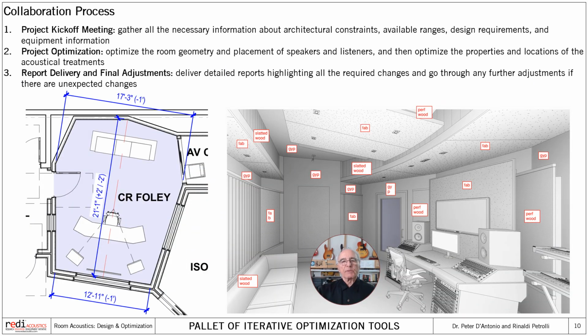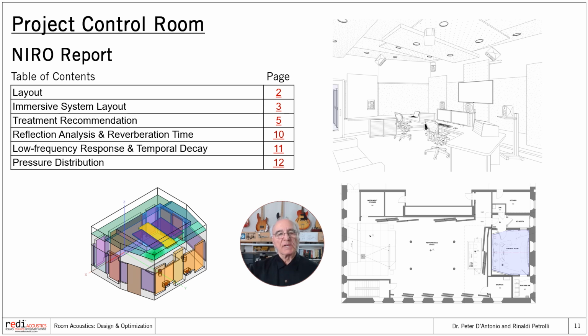We offer these optimization tools as a collaborative design service to the design team. We begin the collaboration with a kickoff meeting to obtain the room drawings and learn the design requirements, architectural constraints, accessible areas, and the desired speakers and subwoofers. We then optimize the room acoustic design with our algorithms and provide a detailed written report with the design firm's identity. After that, minor adjustments can be made to accommodate any unexpected changes or adjustments.